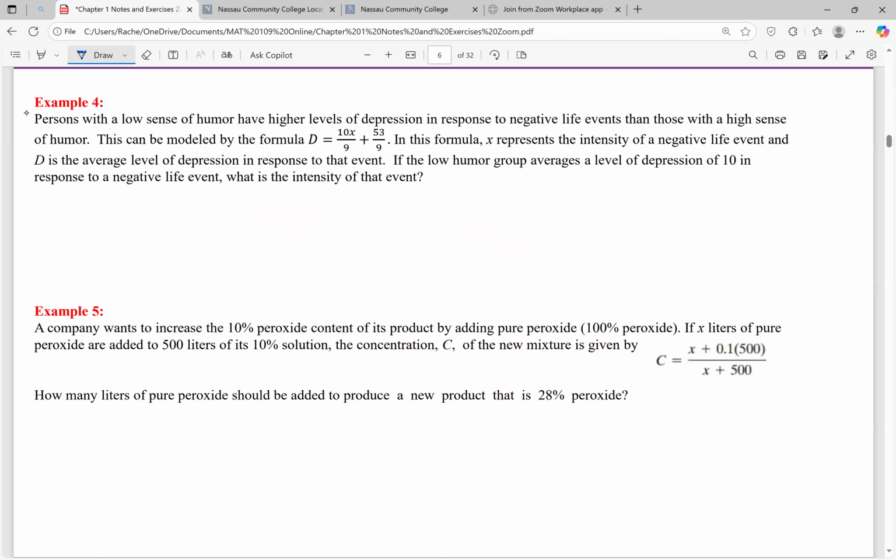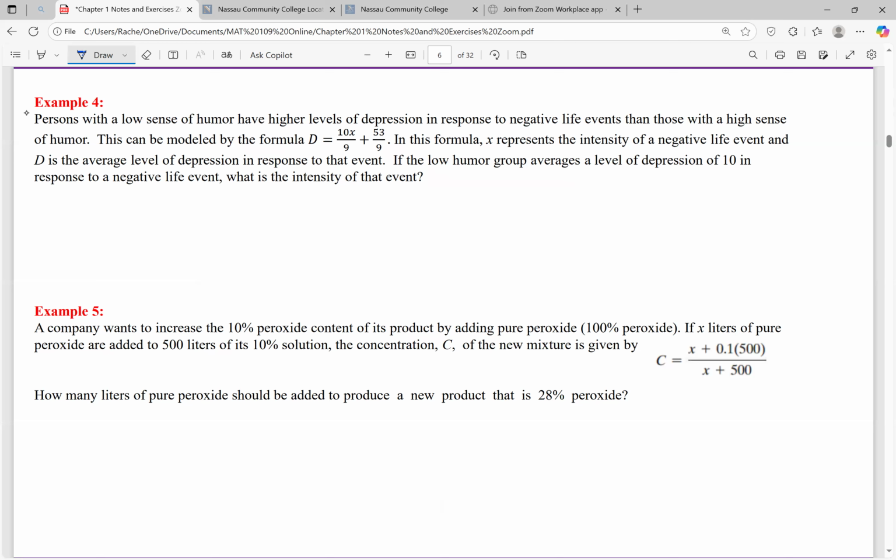So look at example 4. It says persons with a low sense of humor have higher levels of depression in response to negative life events than those with a high sense of humor. This can be modeled by the formula D equals 10x divided by 9 plus 53 divided by 9. In this formula, X represents the intensity of a negative life event, and D is the average level of depression in response to that event. If the low humor group averages a level of depression of 10 in response to a negative life event, what is the intensity of that event?